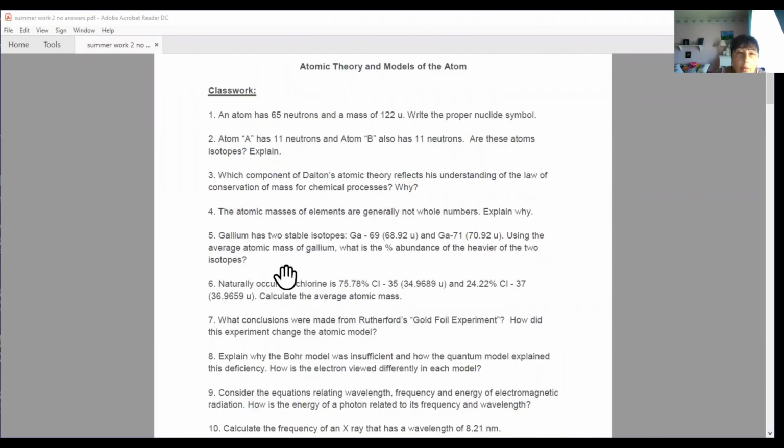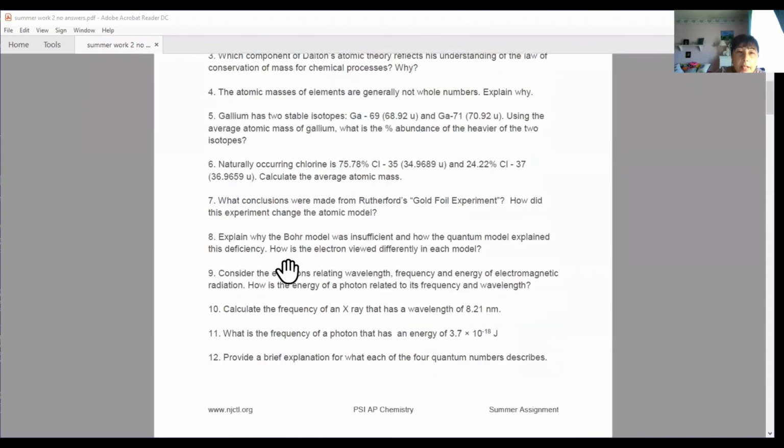Okay, so number 5. Number 5 says gallium has 2 stable isotopes. So you have this mass here, and gallium-71, which is this mass here. Using the average atomic mass of gallium, what is the percentage abundance of the heavier of the 2 isotopes?